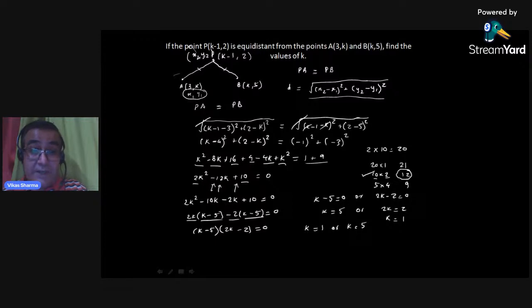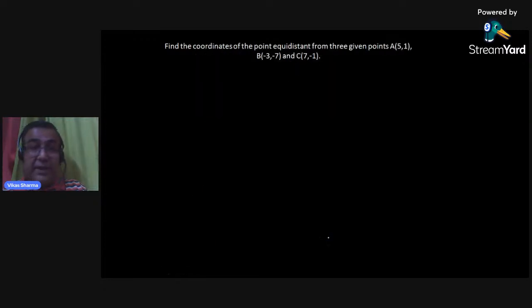Right. Let's continue with the next question. So Khushi has got a point for this. Sorry, not Khushi, Muskan. I got confused. So Muskan has got a point for this. And the next question is: find the coordinates of the point equidistant from three given points, which are point A is 5 comma 1, point B is minus 3 comma minus 7, and point C is 7 comma minus 1.